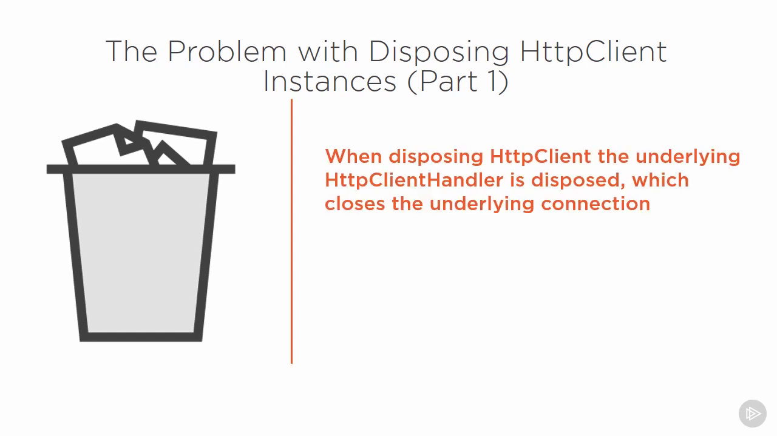The reason is that when HTTP client is disposed of, the underlying HTTP client handler is disposed of as well. As we learned in the beginning, it's this handler that's responsible for making the actual requests. By disposing of it, the underlying connection is closed as well. So, when you re-instantiate HTTP client for the next request, a new HTTP client handler is instantiated as well, and the connection has to be reopened again, and so on.